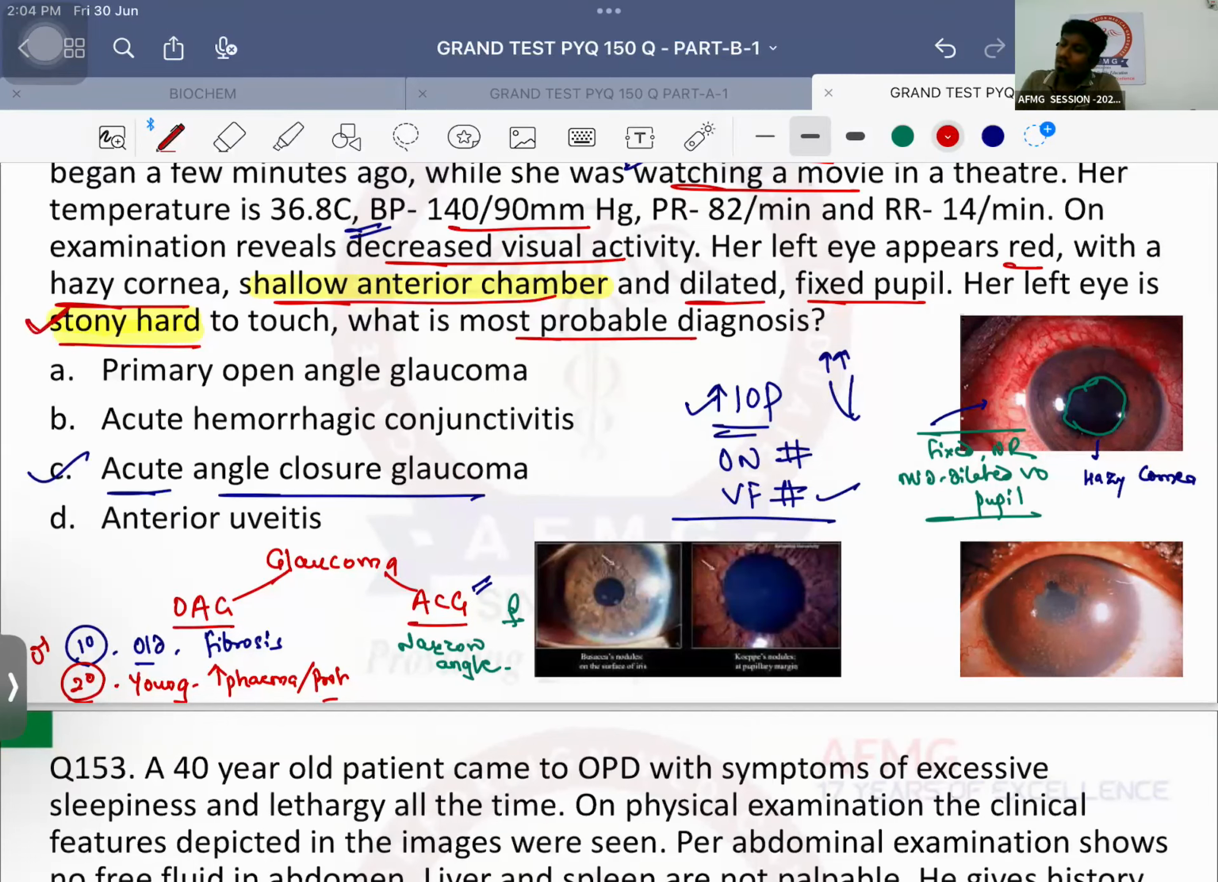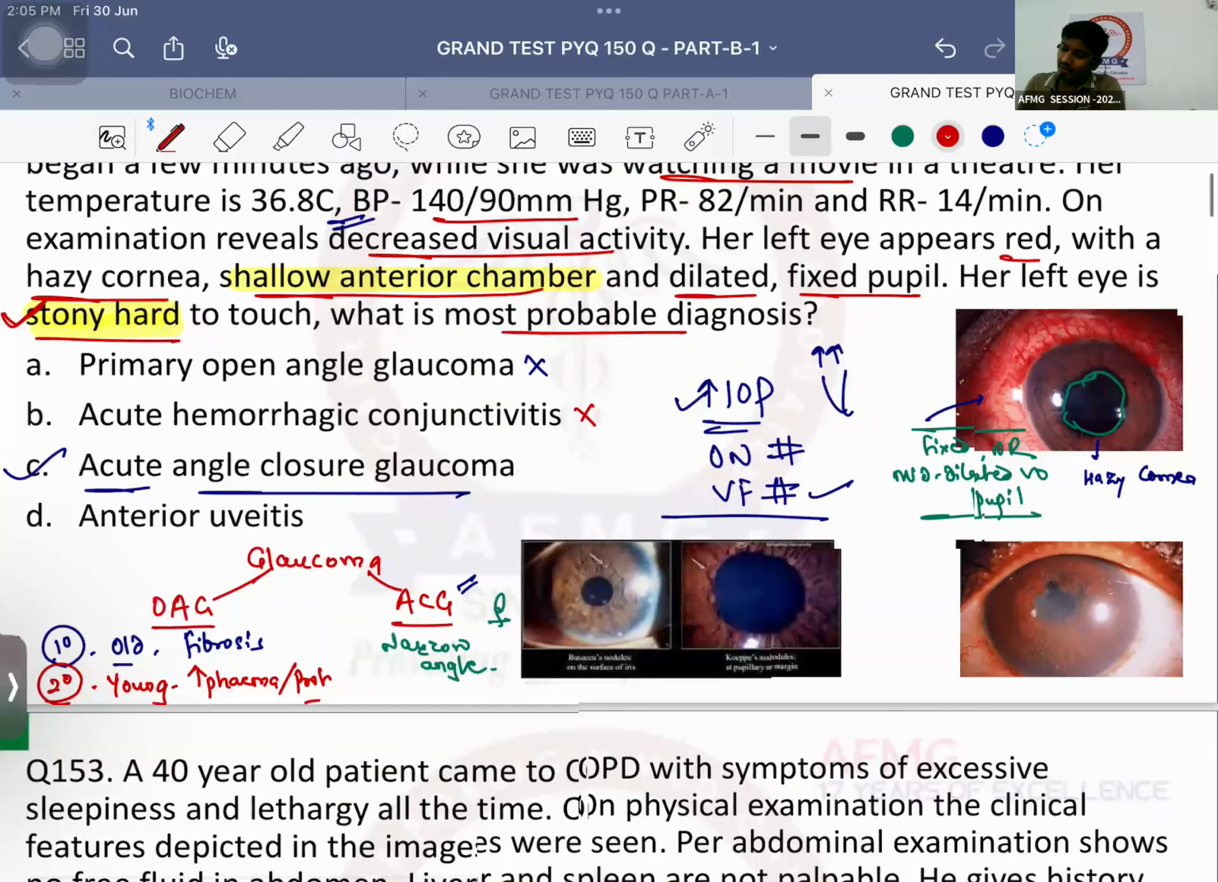And this is a keyword, that the pressure is too much. If you try to palpate, or if you try to touch the eyeball, it feels like a stone. It feels like a rock. So either they will say stony hard or rocky hard eyeball. That is a characteristic feature associated with angle closure glaucoma. No issues with this, anybody? Please remember, open angle glaucoma, I've told you, it does not present in emergency usually. Okay? Acute hemorrhagic conjunctivitis. In hemorrhagic conjunctivitis, the patient will not have a mid-dilated pupil or a stony hard eyeball.